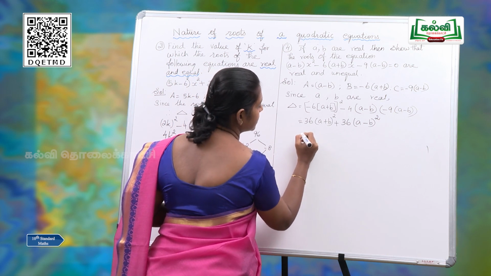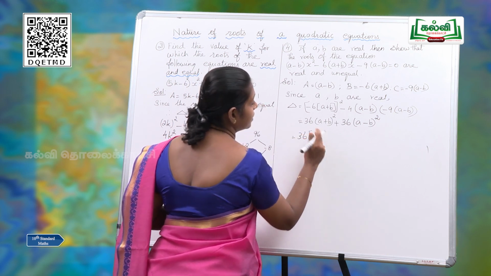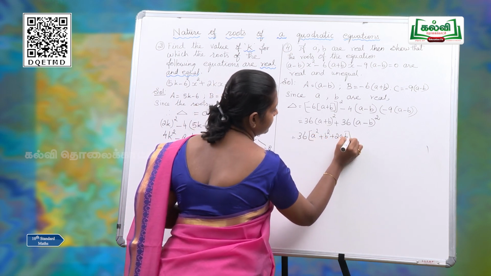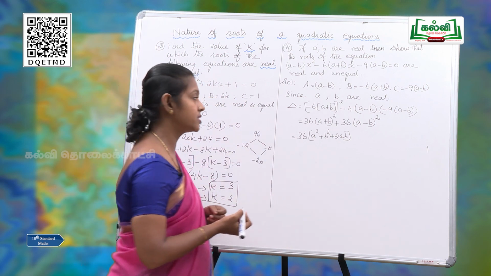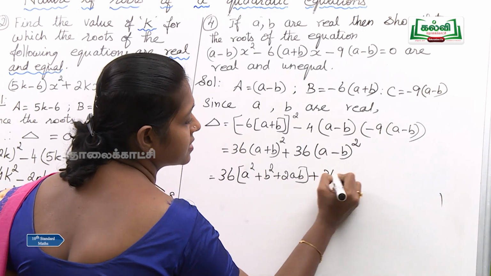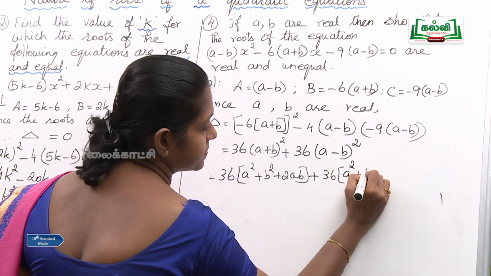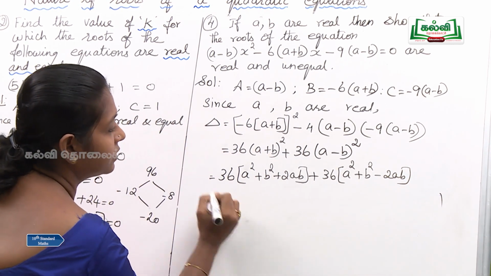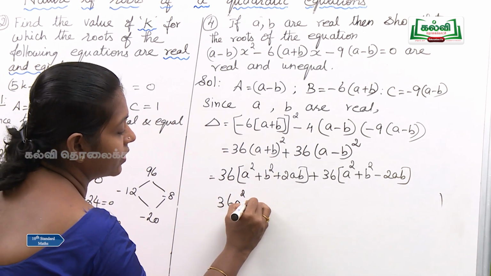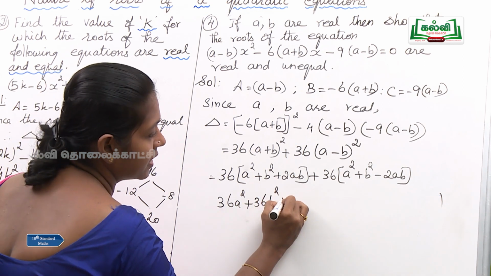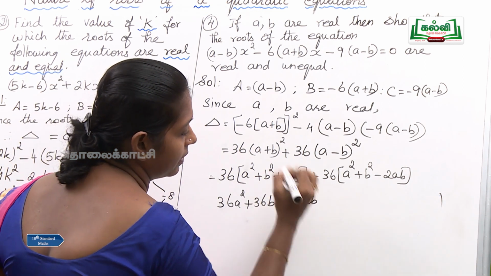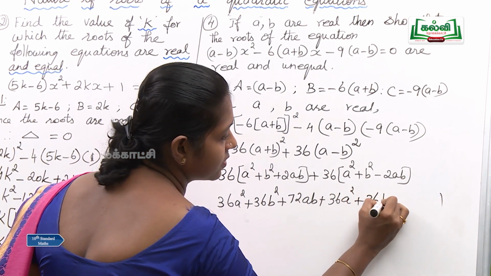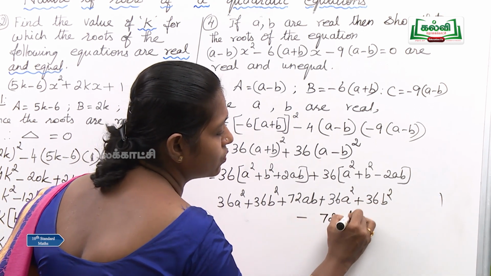What is this? 36 (a squared plus b squared plus 2ab). This is nothing but the algebraic identity you learnt in the lower class. Next, 36 (a squared plus b squared minus 2ab). Good. Next, take 36 inside: 36a squared plus 36b squared plus 36 2s are 72ab, plus 36a squared plus 36b squared minus 72ab.